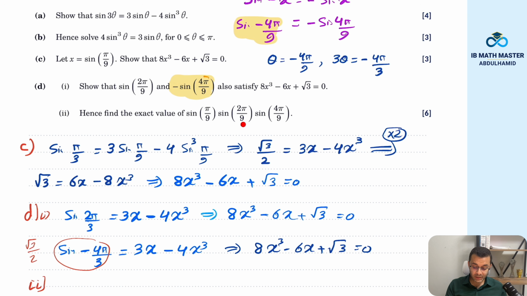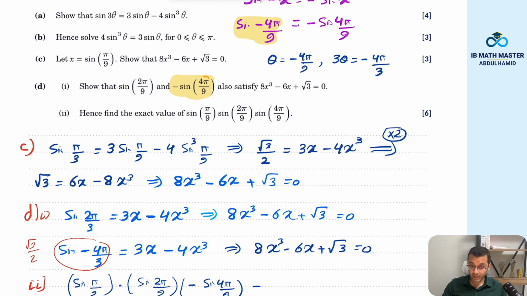which means here they require the multiplication of the roots, or the product of the roots. Now, in our case, keep in mind that the roots are this and this and this, including the negative. So sine pi over 9, I'm multiplying the roots, times the other one, which is sine 2 pi over 9, and then the other one, which is negative sine 4 pi over 9.